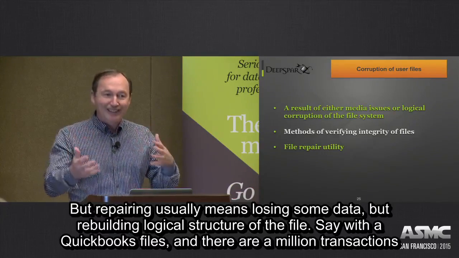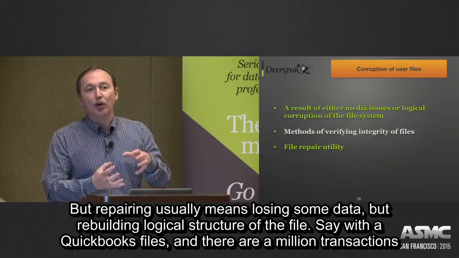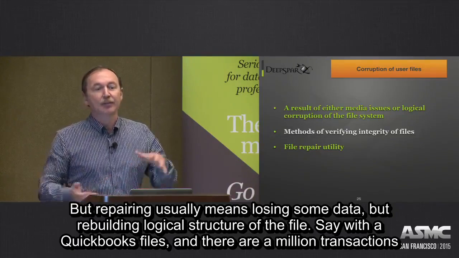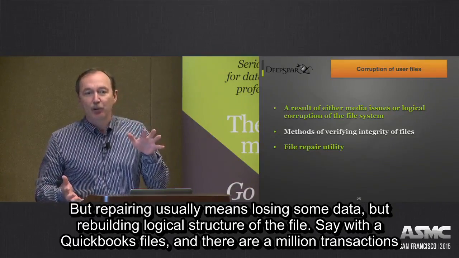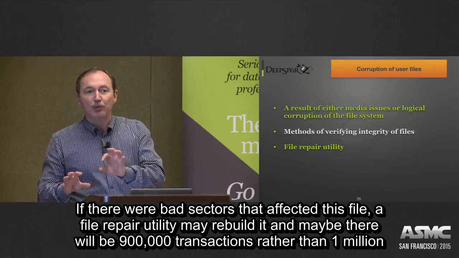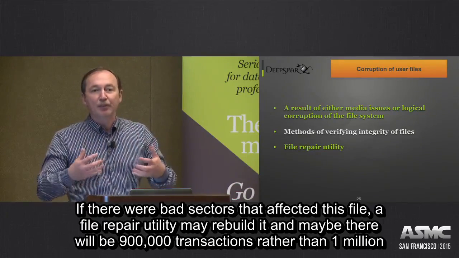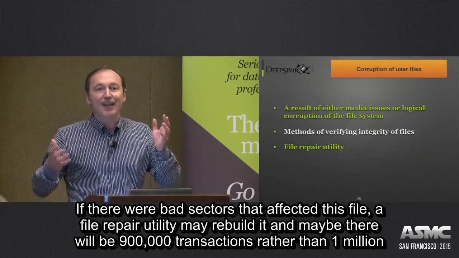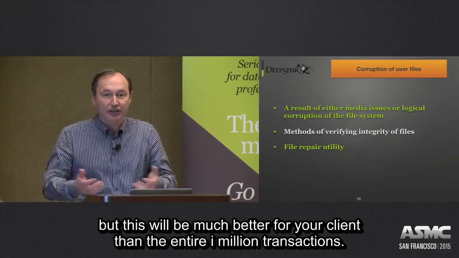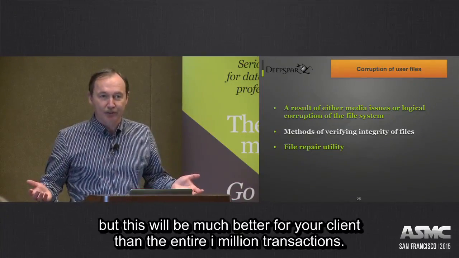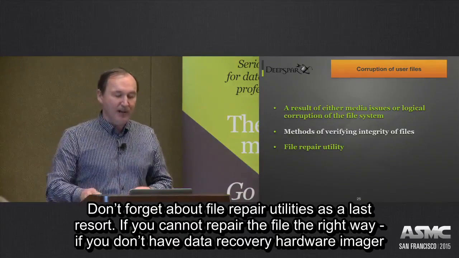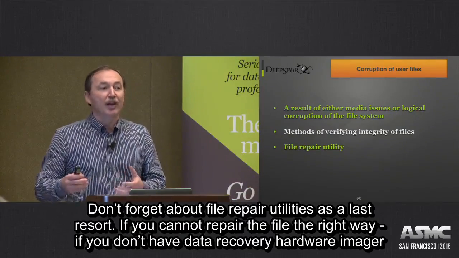But it means rebuilding the logical structure of the file. So let's say these are QuickBooks files, and there are, I don't know, 1 million transactions in them. If some bad sectors affected these files, a file repair utility may rebuild it, and maybe there will be 900,000 transactions instead of 1 million. But it's much better for your client, right, than losing the entire 1 million transactions. So don't forget that a file repair utility is your last resort.